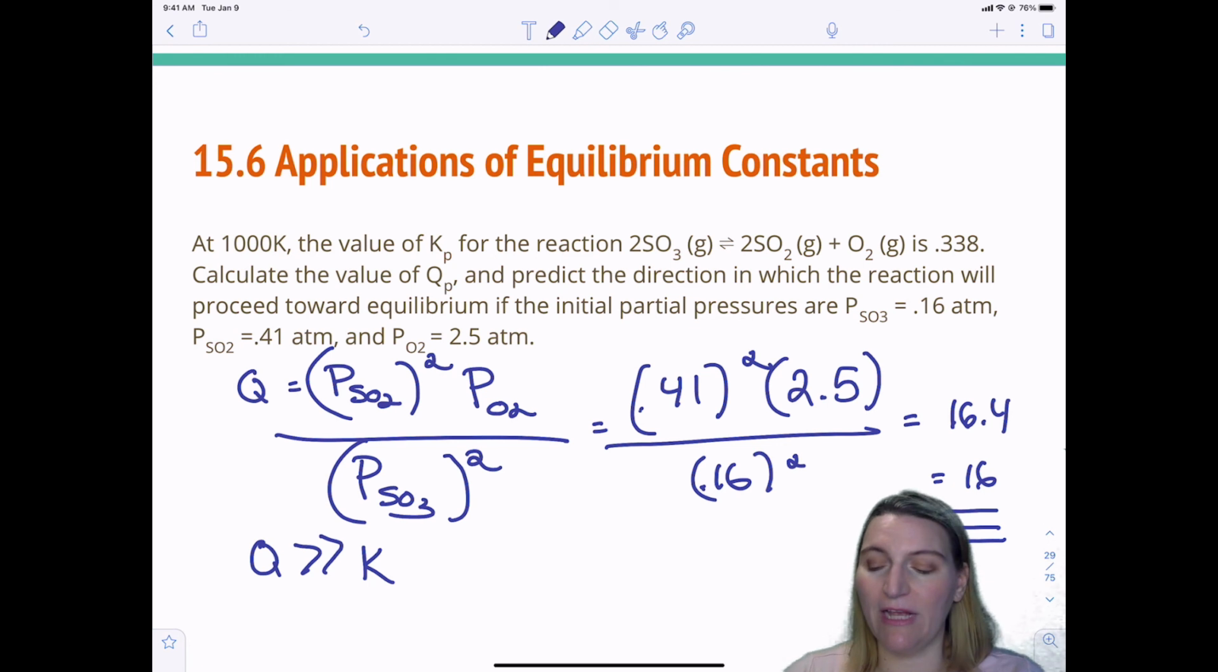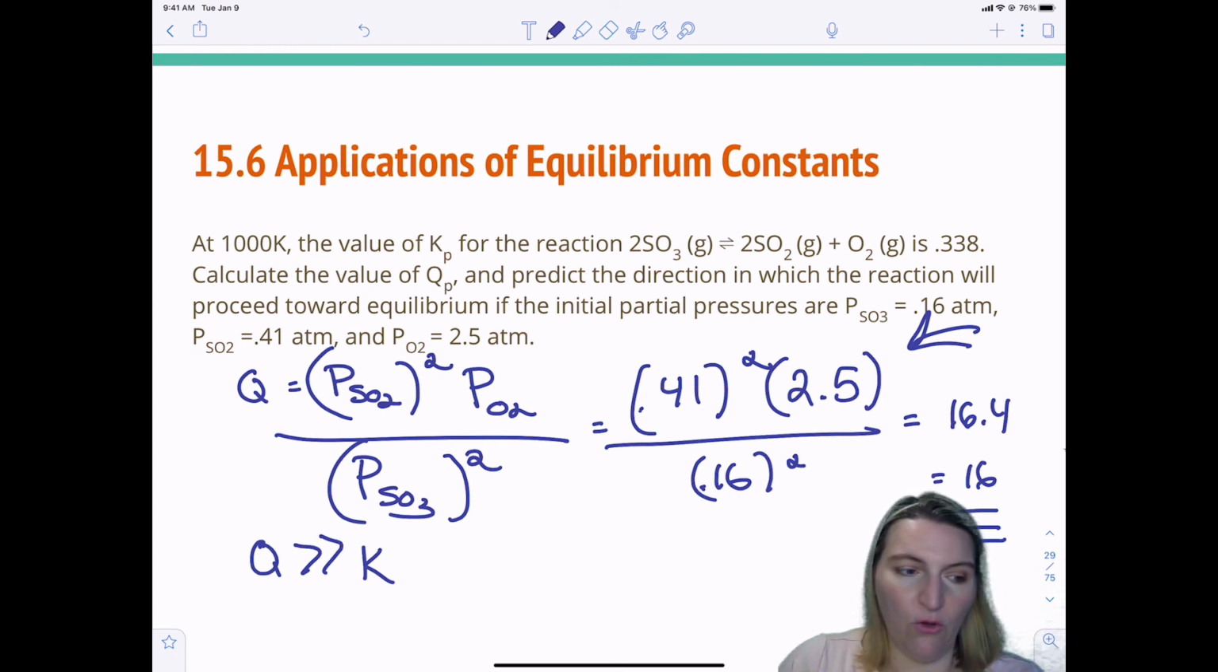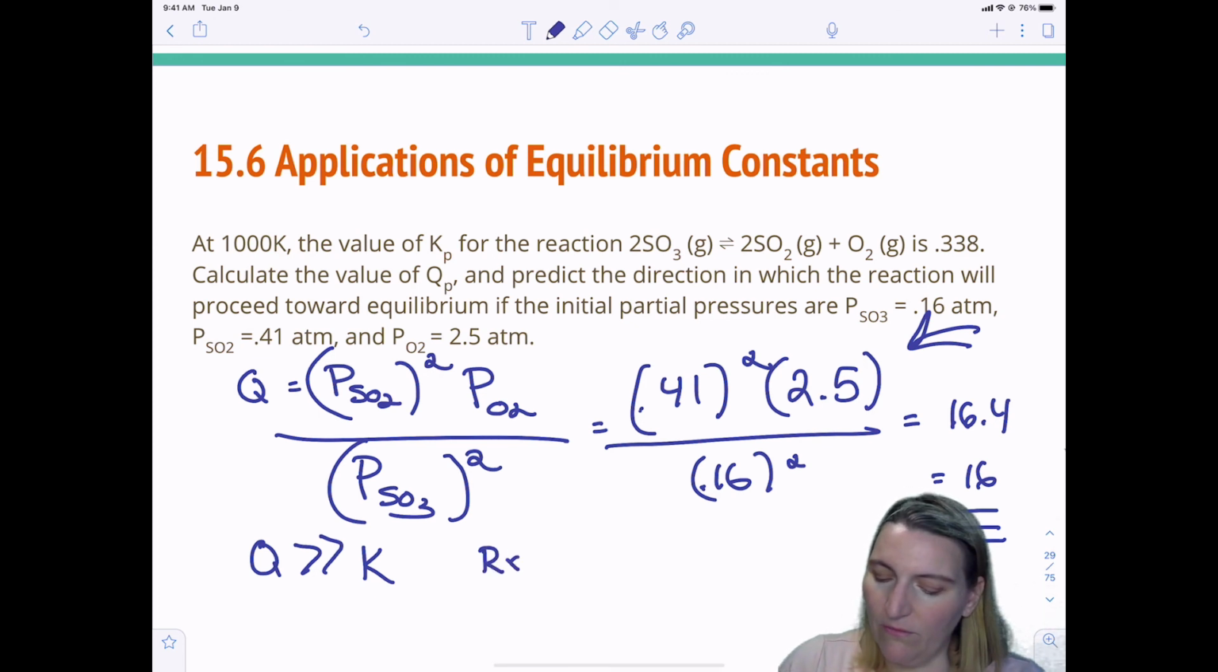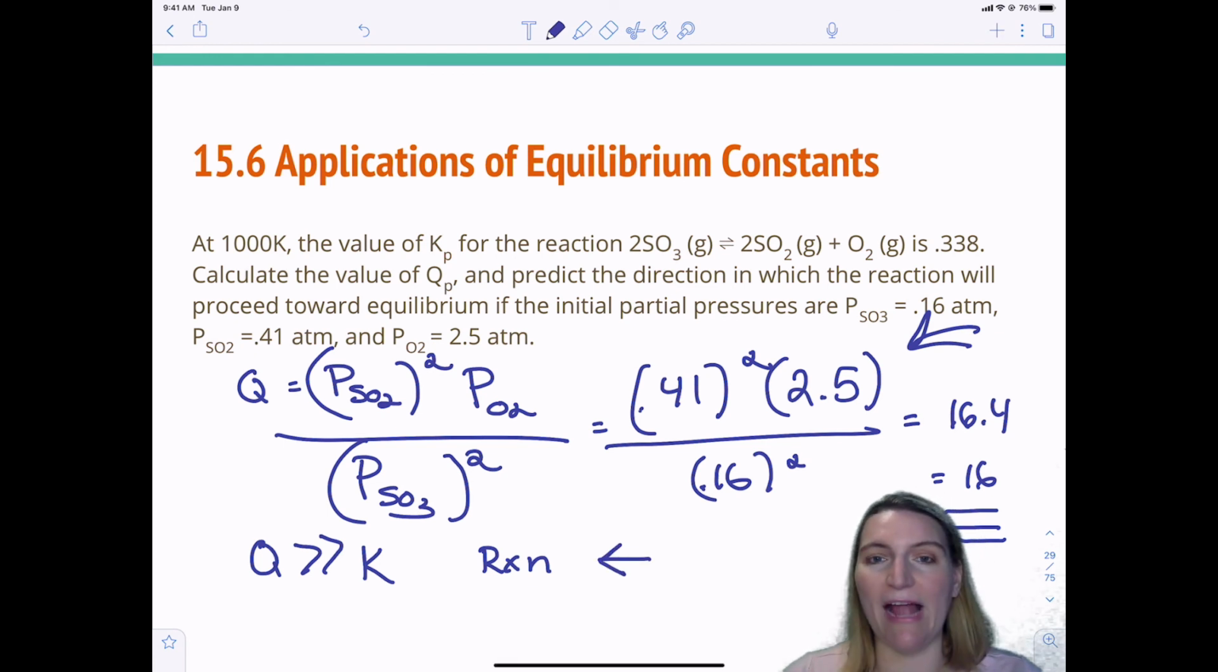Well, how does that decrease? The top, the products, will need to decrease, and the reactants will need to increase. So that means the reaction will proceed to the left. That left-hand reaction will need to happen quicker, because we would need the bottom, the reactant 2SO3, to increase and the SO2 and O2 to decrease.